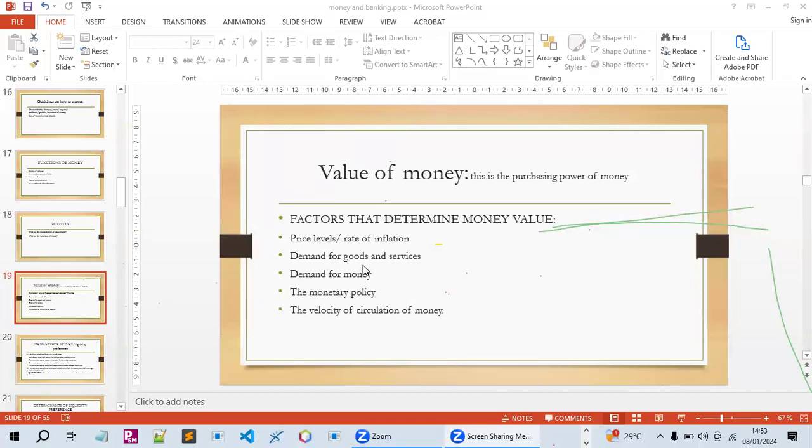For restrictive, when it reduces the money supply, that means there will be a low level of supply of money, which leads to a decrease in the prices of goods and services, which leads to a rise in the value of money.